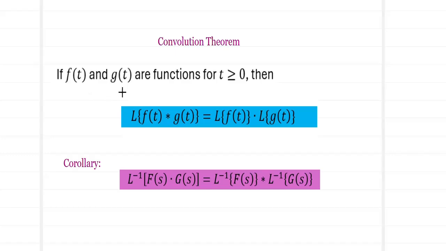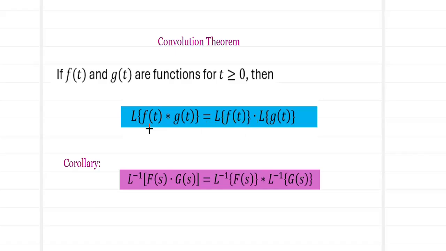If we have f of t and g of t to be functions for which t is greater than or equal to 0, then the convolution theorem says Laplace of f of t convolution g of t can be split into the product of Laplace of f of t and Laplace of g of t. Notice that within the bracket it remains a convolution. When this convolution gets separated, it gets separated as a product. So this simplifies the process to a greater extent.